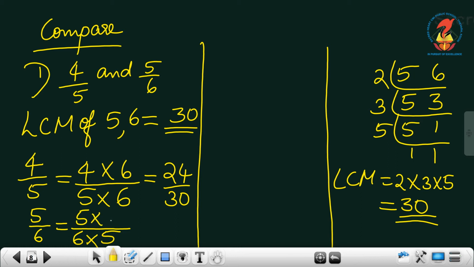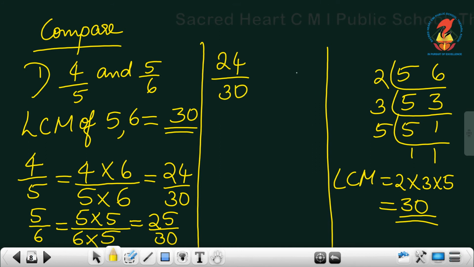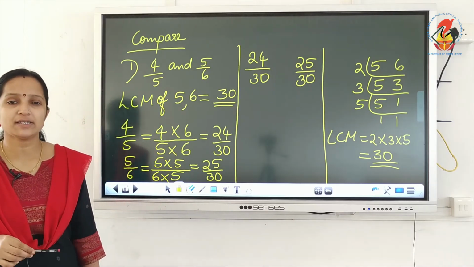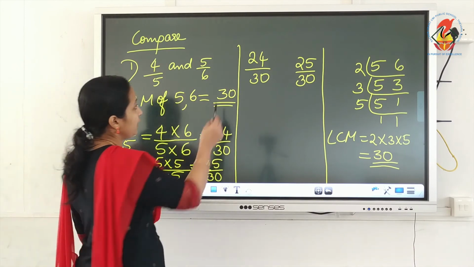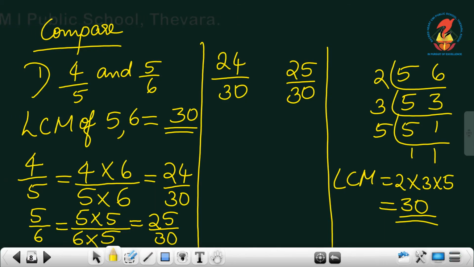So multiply 5 to the numerator also. So what will you get? 25 by 30. So we got two equivalent fractions and they are like fractions. 24 by 30 and 25 by 30. Now look here. The denominators are same, so the fraction with greater numerator is the greater fraction. Which is the greater numerator, 24 or 25? 25 is the greater numerator, so that fraction is the greatest fraction.